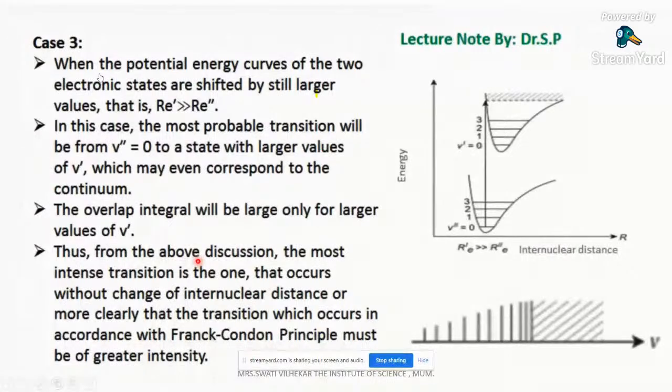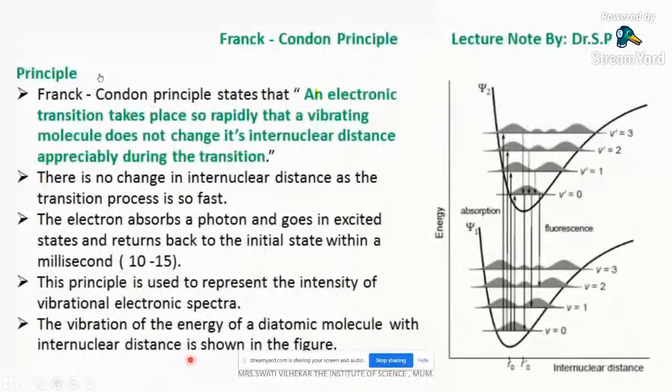Thus, from the above discussion, the most intense transition is the one that occurs without change of internuclear distance, or more clearly, the transition which occurs in accordance with the Franck-Condon principle is of greater intensity.